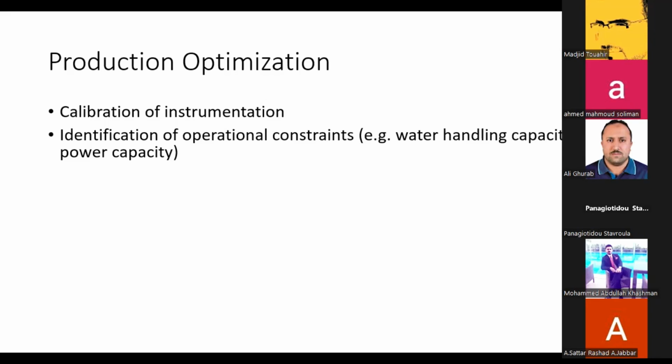For water handling, we have to run our simulation to see what the water production will be, and we need to update and upgrade the facilities to handle that water capacity, and even the power capacity or any future design that we have. So we need to identify the operational constraints to avoid any constraints in the future.